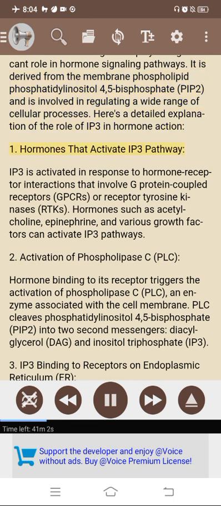1. Hormones that activate the IP3 pathway. IP3 is activated in response to hormone receptor interactions that involve G-protein coupled receptors (GPCRs) or receptor tyrosine kinases (RTKs). Hormones such as acetylcholine, epinephrine, and various growth factors can activate IP3 pathways. 2. Activation of phospholipase C (PLC). Hormone binding to its receptor triggers the activation of phospholipase C (PLC), an enzyme associated with the cell membrane. PLC cleaves phosphatidylinositol 4,5-bisphosphate (PIP2) into two second messengers, diacylglycerol (DAG) and inositol triphosphate (IP3).